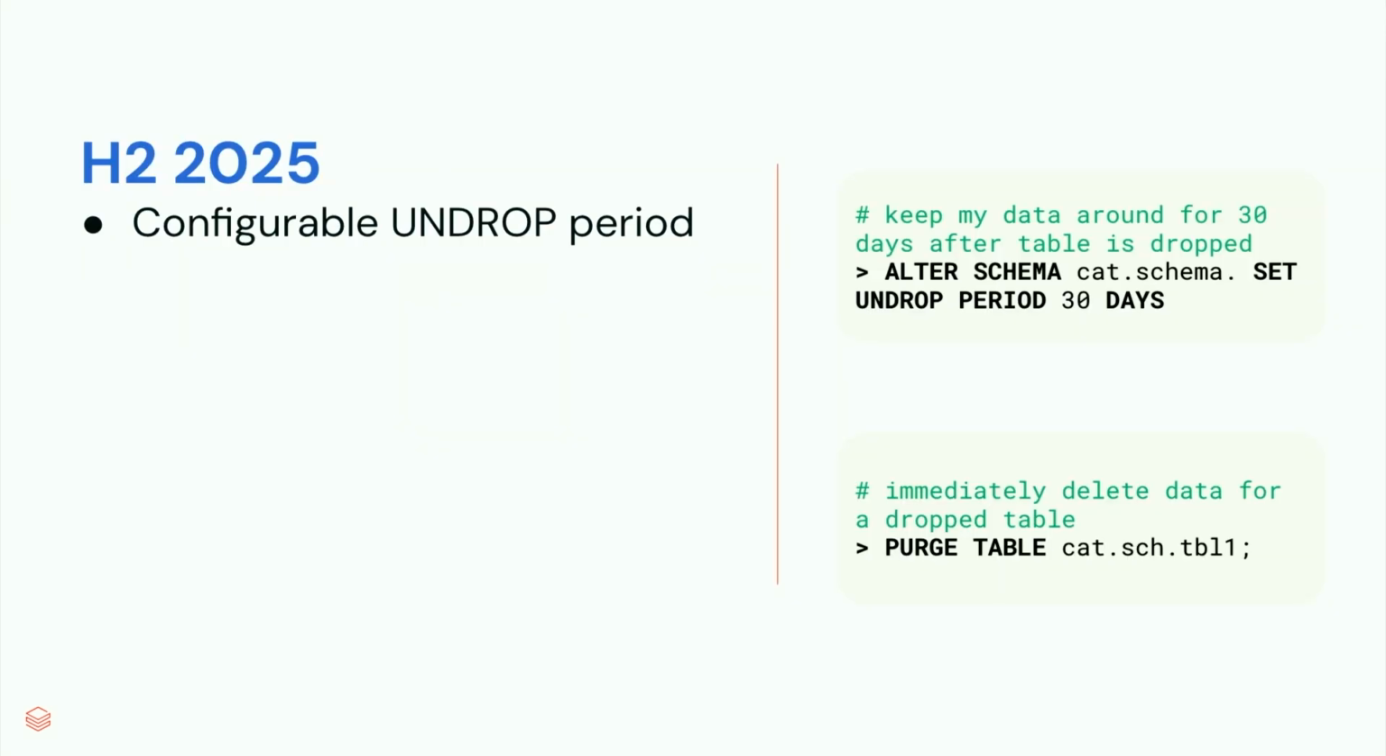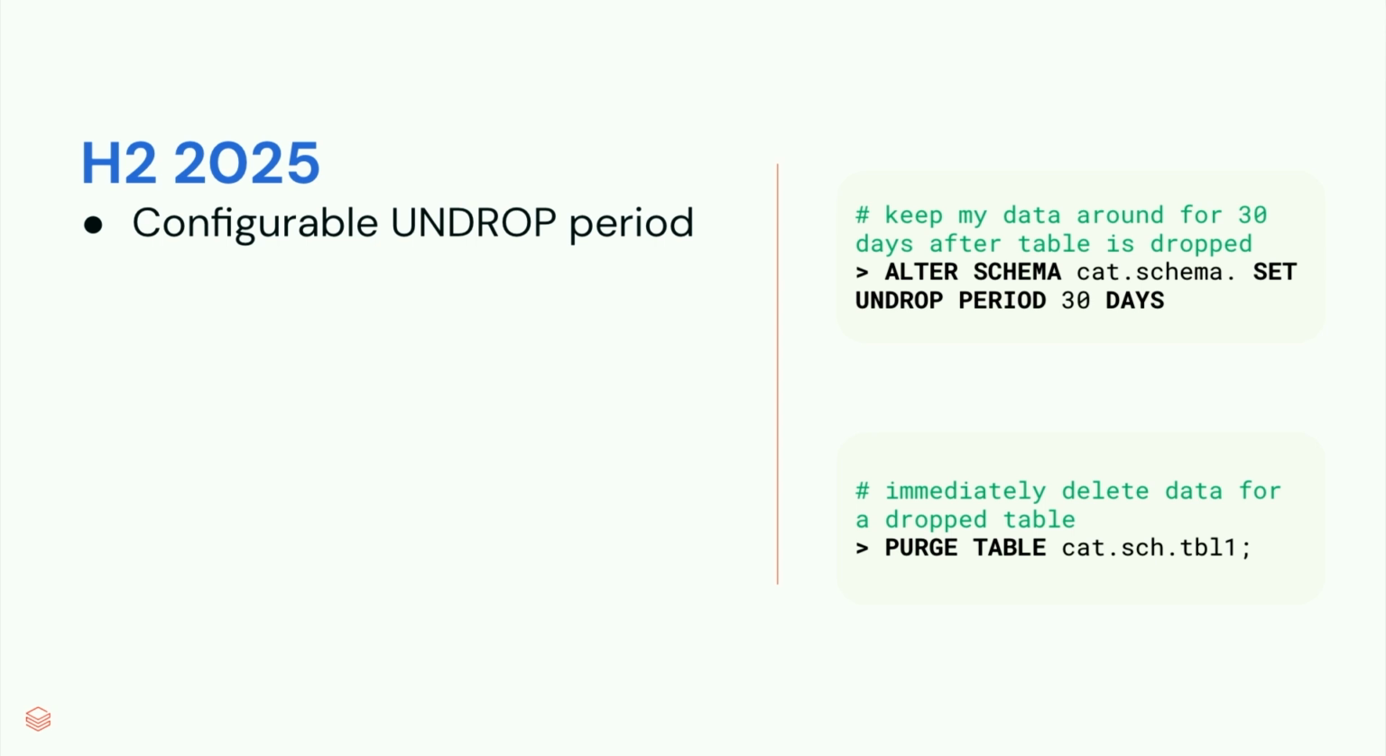But let's lightning round through a bunch of the stuff that's coming after the Data and AI Summit. The first one is configurable undrop periods. As Elizabeth mentioned, when you drop a managed table today, we will go ahead and delete the underlying files. Today, we actually give you 7 days in which to undo that. So you can say undrop within 7 days, and we'll just restore the table immediately, no questions asked.